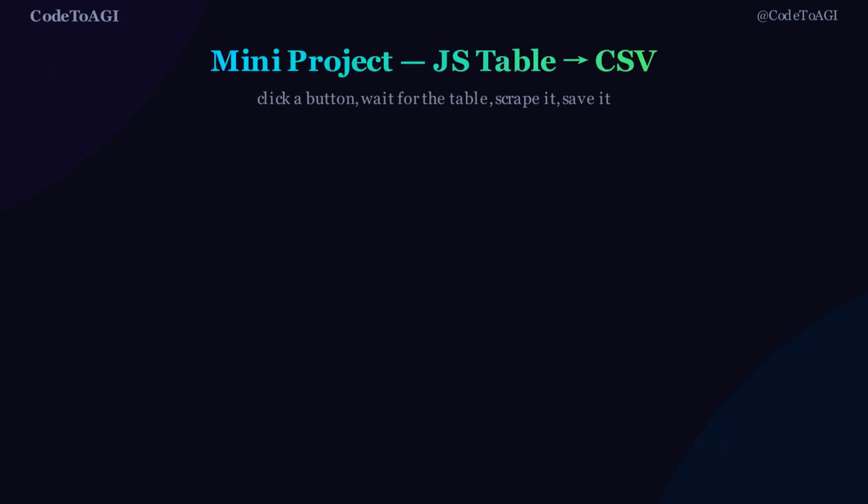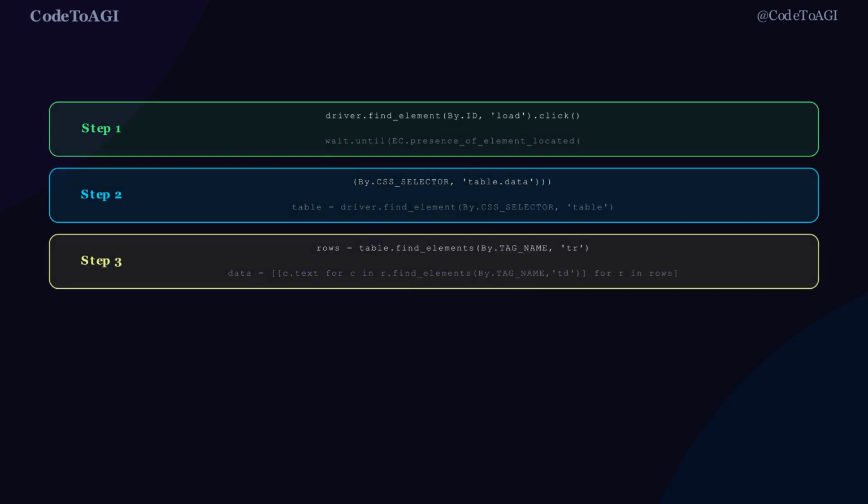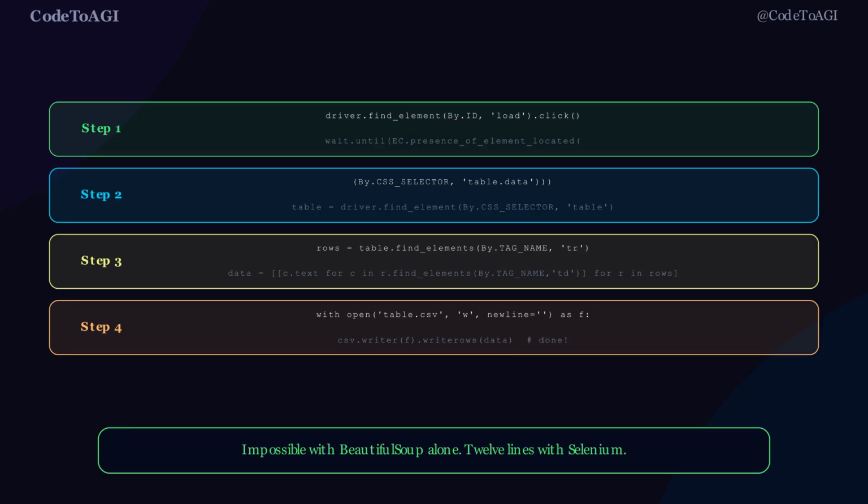Mini project, scrape a JavaScript rendered data table. The table only appears after a button click and a loading spinner. Step 1, driver.get the page, wait for the load button. Step 2, click the button, wait for the table element. Step 3, find all rows, extract each cell with .text. Step 4, write every row to a CSV with the CSV module. Impossible with BeautifulSoup. 12 lines with Selenium.